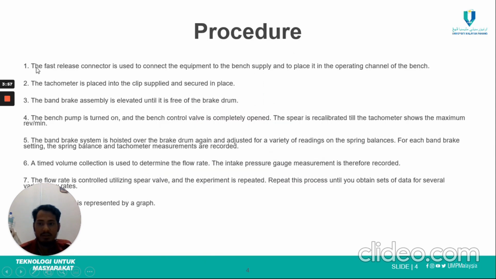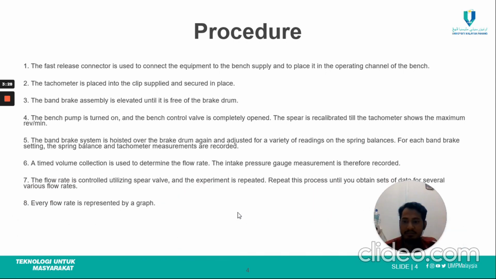So the procedure: first, the fast release connector is used to connect the equipment to the bench supply and to place it in the operating channel of the bench. Next, the tachometer is placed into the clip supplied and secured in place. The third one is the brake. The band brake assembly is elevated until it is free of the brake drum. Next, the bench pump is turned on and the bench control valve is completely open. The spear is recalibrated till the tachometer shows the maximum revolution per minute.